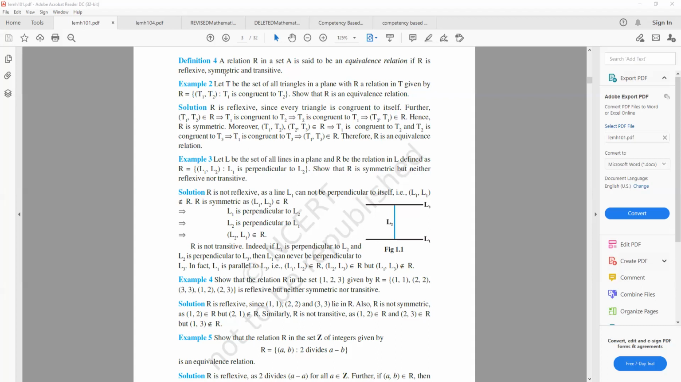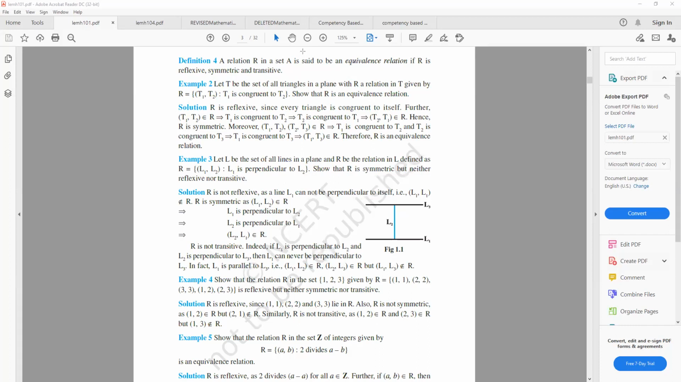A relation on a set is said to be reflexive if every element is related to itself, A related to A. Symmetric matlab A related to B. If A is related to B, then B should be related to A. Symmetric. And transitivity matlab if one element is related to second element, second element is related to third element, then the first element is related to third element. That is known as transitive relation.